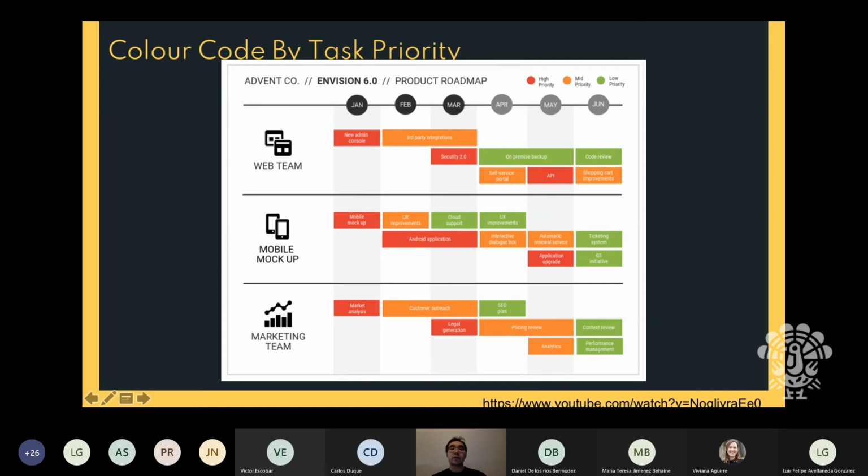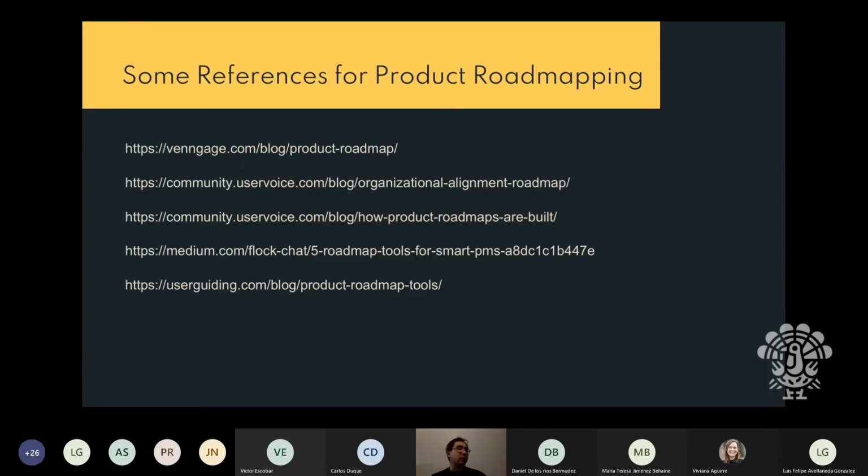So this is color coding based on prioritization, right? And I think we can agree that this view here is a much more accessible and easier to understand view, and I think creates much more constructive conversation than the Excel sheet that we started with. And some references here for road mapping. Any questions?